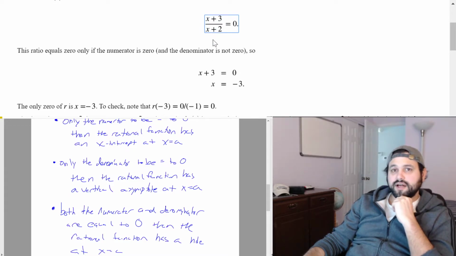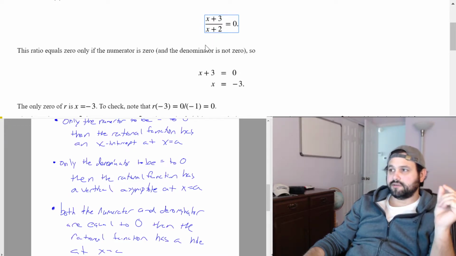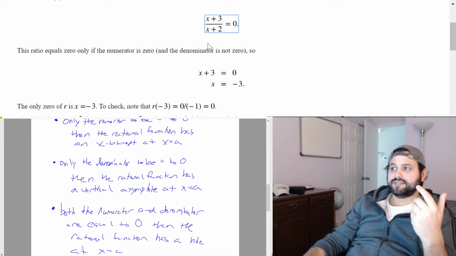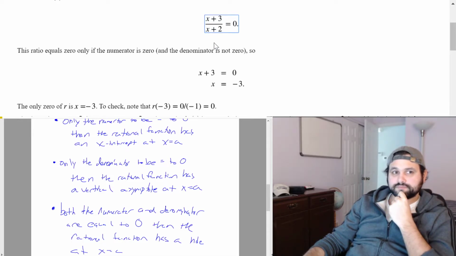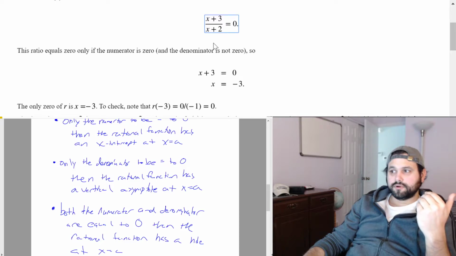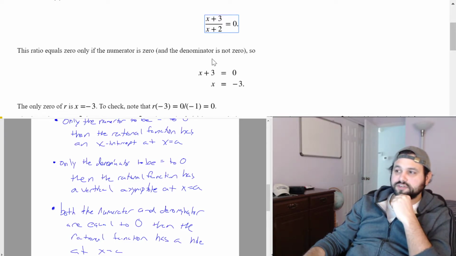There's no single x value that I can plug in that would lead this rational function to be 0 over 0, right? And so there's no hole in this function at all. Okay.